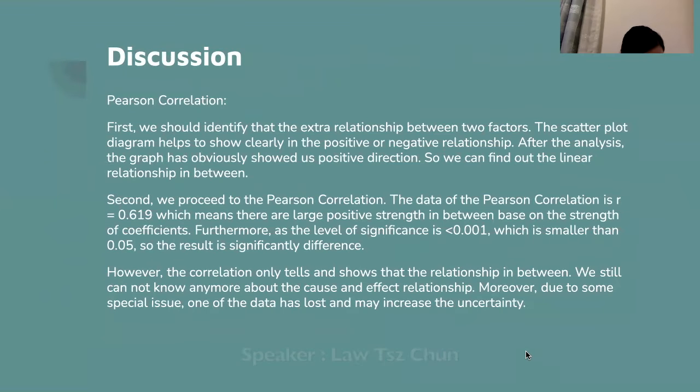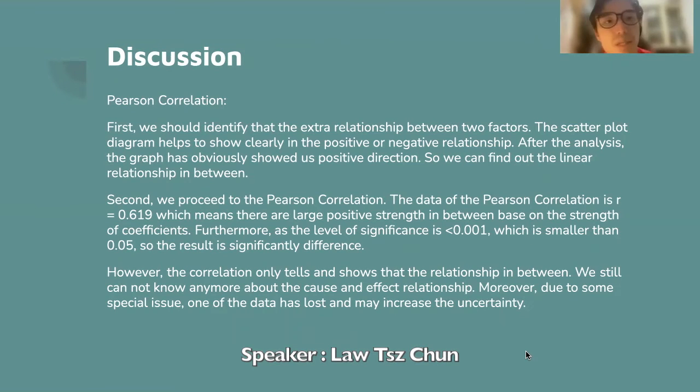So for the discussion of Pearson correlation, first we should identify the relationship between two factors. The scatter plot diagram helps to show clearly the positive or negative relationship. After the analysis, the graph has obviously shown us a positive direction. So we can find out the linear relationship between them.